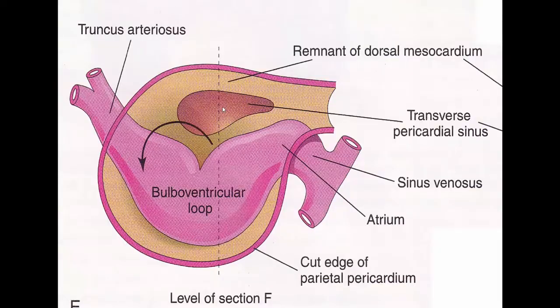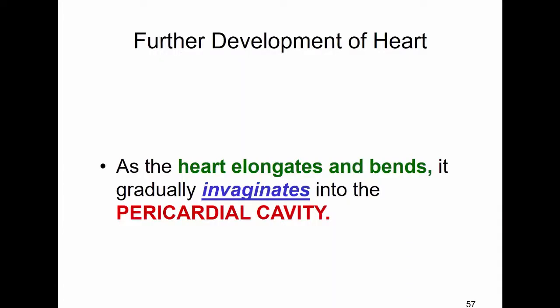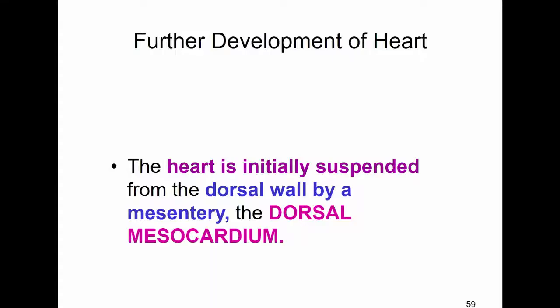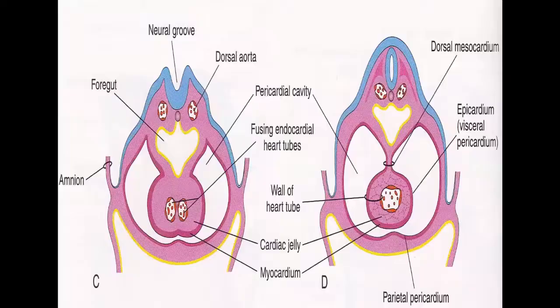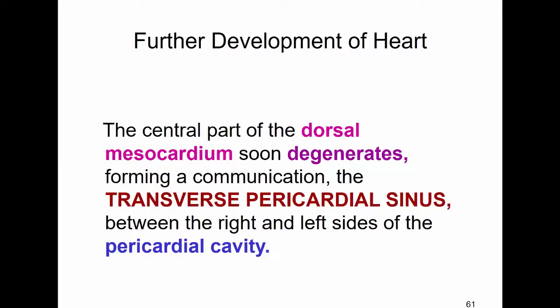So I'm showing you another figure. The heart is initially suspended from the dorsal wall by mesentery. We call it dorsal mesocardium. The central part of the dorsal mesocardium soon degenerates, forming a communication, the transverse pericardial sinus, between the right and left sides of the pericardial cavity.